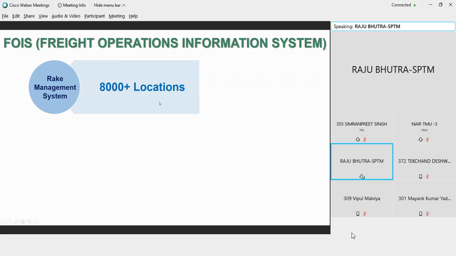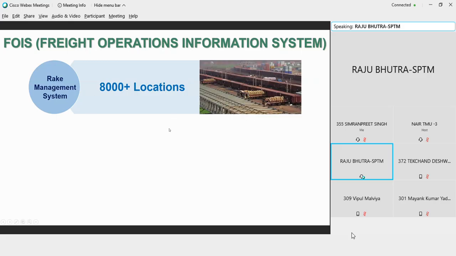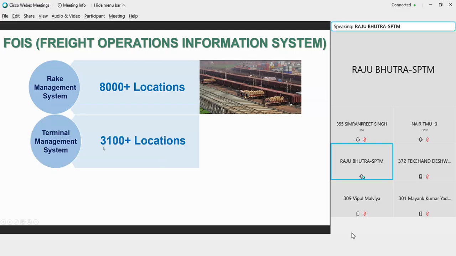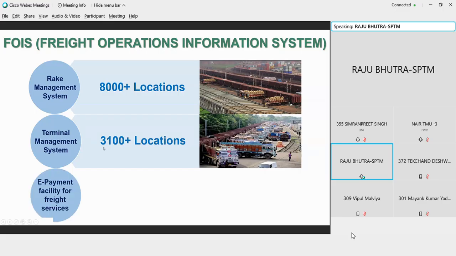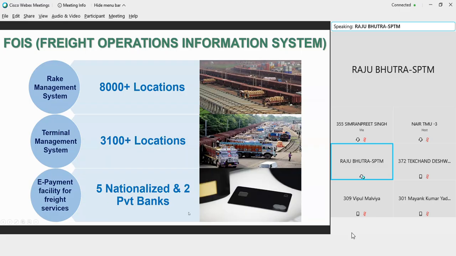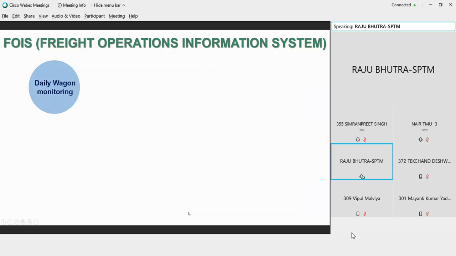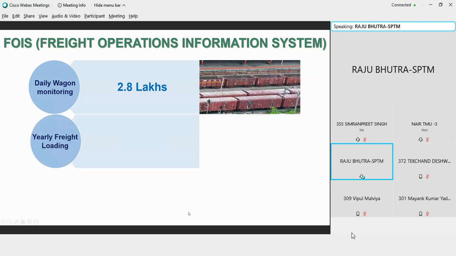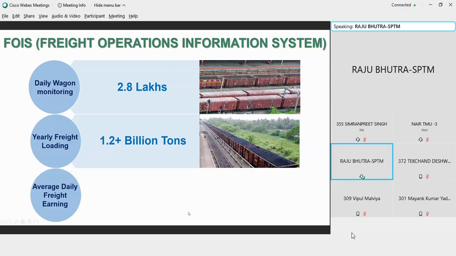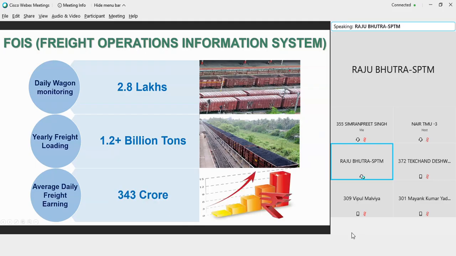Rake management system is available at 8,000 plus locations. Terminal management system is available at 3,100 plus locations. And e-payment facility is available with 5 nationalized and 2 private banks. Daily wagon monitoring is 2.8 lakhs. Yearly freight loading is 1.2 plus billion tons. And average daily freight loading is 343 crores.